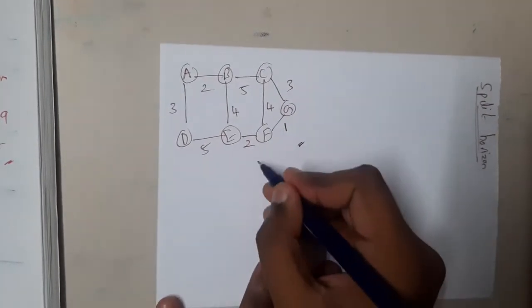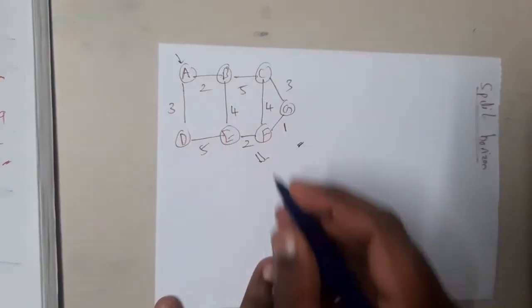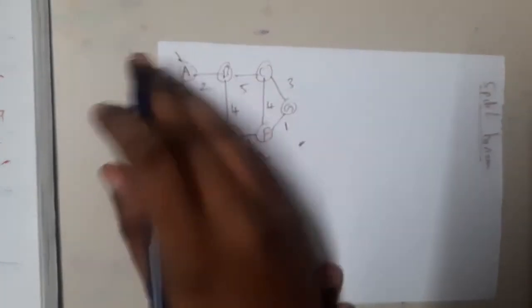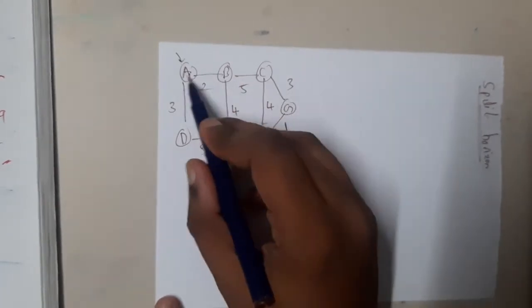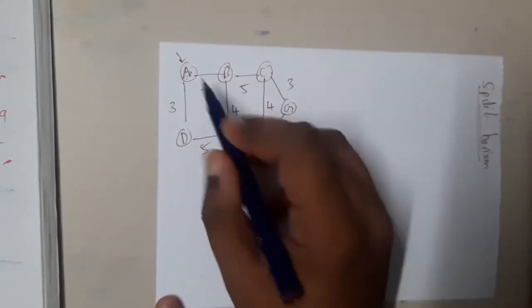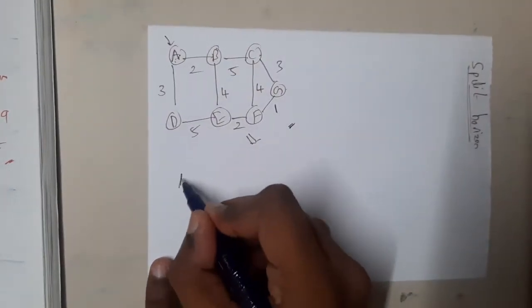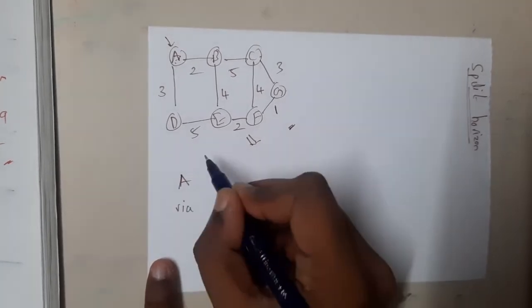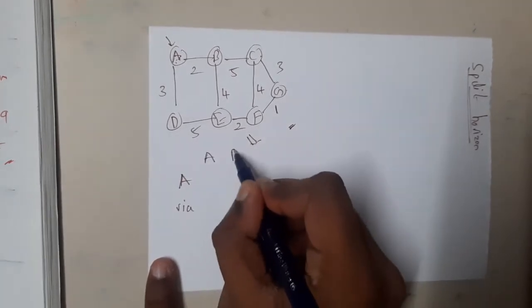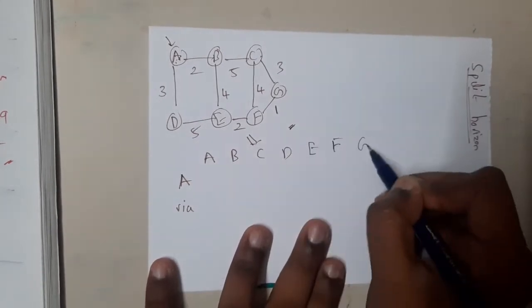Now let us start the Dijkstra algorithm from A, guys. Once the algorithm ends, we will have the distance from A to each and every node: A to B, A to C, A to D, A to E, A to F, and A to G. First let us draw a small table. From A, via which node are we going, so we will calculate to A, B, C, D, E, F, and G, right?